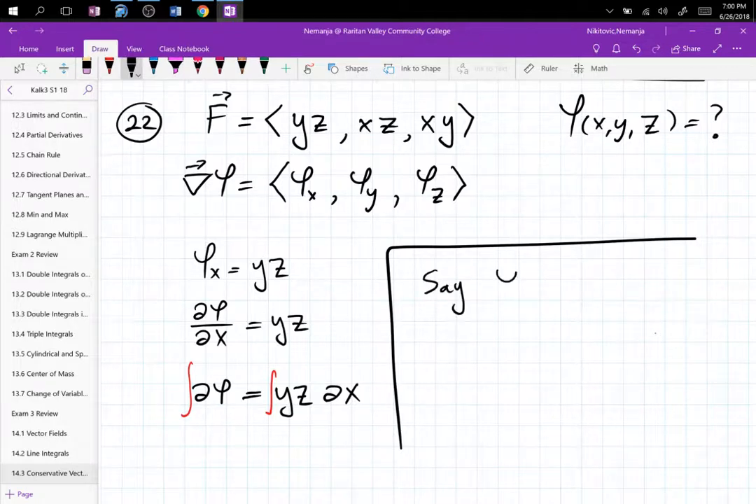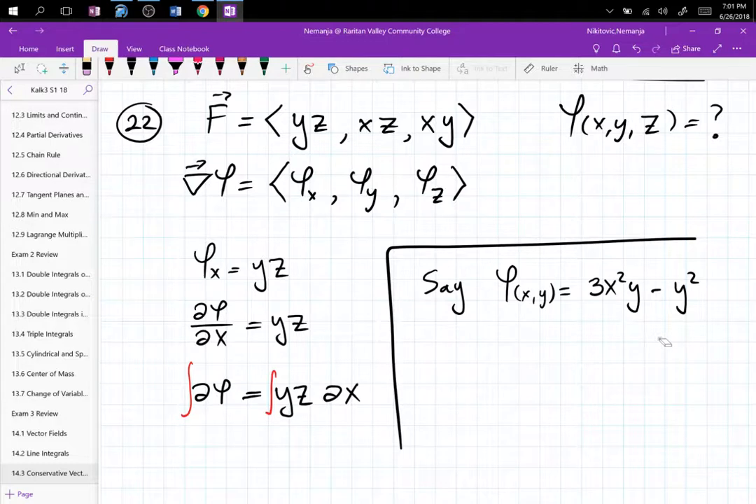Say that the potential function of x, y in 2D is equal to 3x squared y minus y squared. So this is a scalar function that we learned in the first day of chapter 12, right? So that's it. Now we used f over here. Now we are using phi.